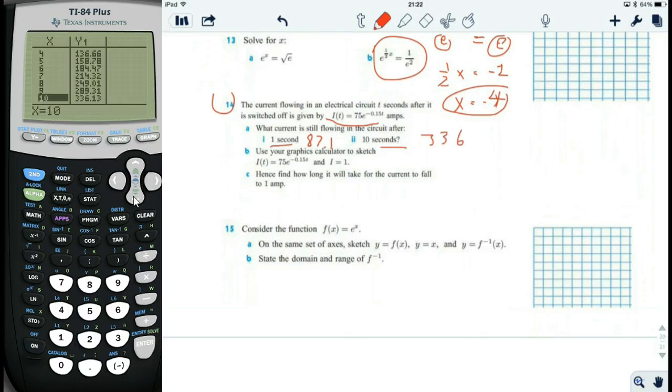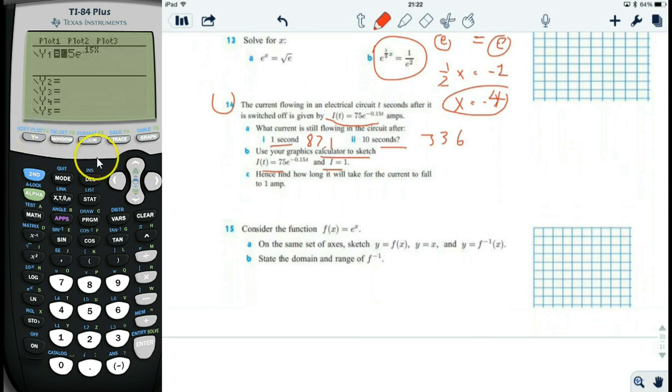Okay. Use your graphics calculator to sketch two functions. One is I equals 75 e to the negative 0.15t, and the other is I equals 1. How do we sketch I equals 1? We just put here 1, okay? And then we're going to graph, and there's I equals 1.